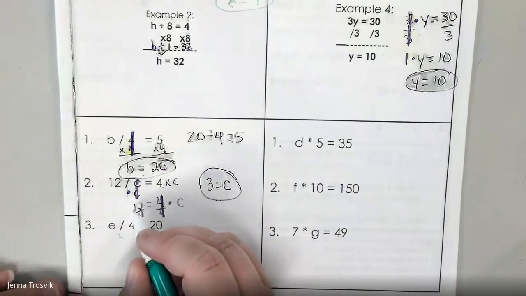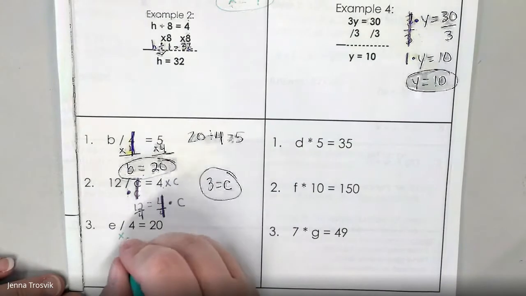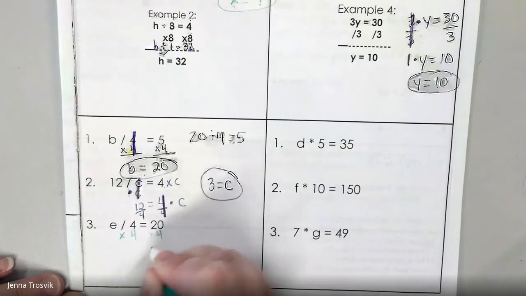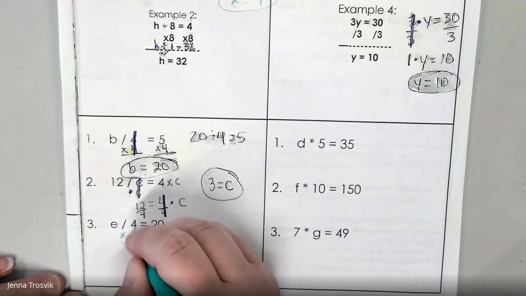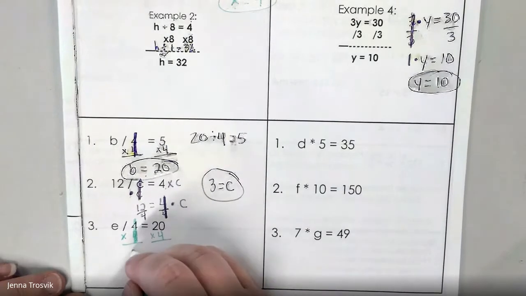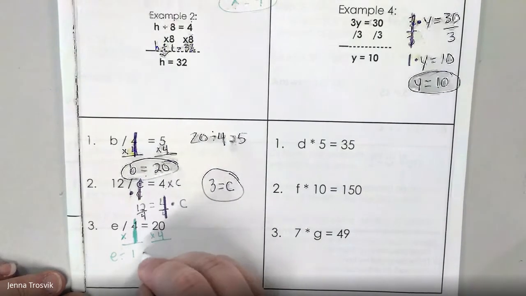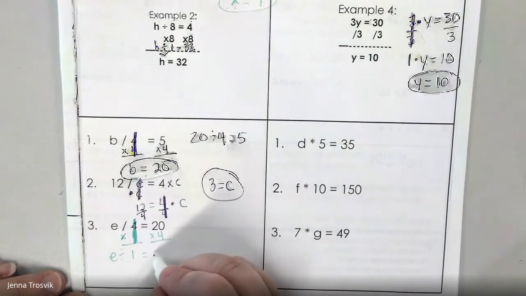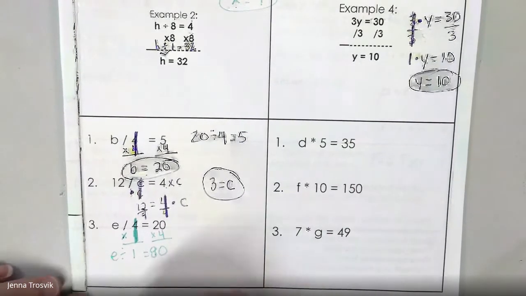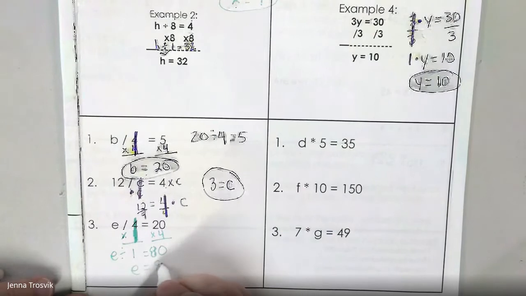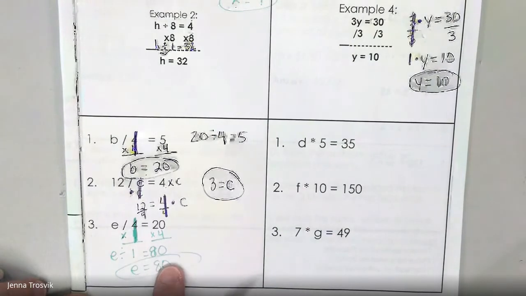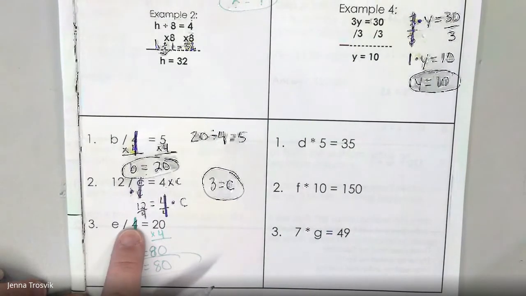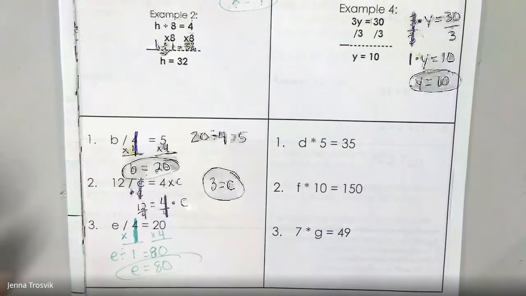Next, e divided by 4, not so difficult because we have our variable first again. We're going to do the opposite of divide and we're going to multiply by 4 to both sides. This one's going to cancel and turn into 1. That leaves me with e divided by 1 equals 20 times 4, which is 80. So e equals 80. Now, if I put 80 back in and I were to split it into 4 equal groups, I would have 20 in each group.